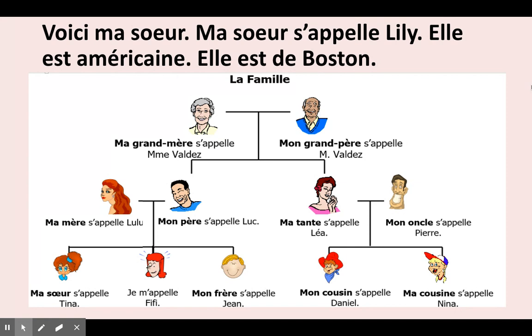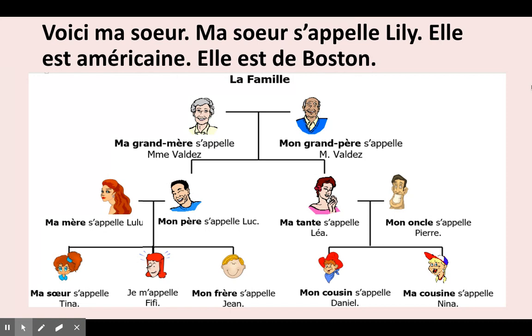Our parents. Ma mère s'appelle Loulou. Mon père s'appelle Luc. Right? There's my parents. My father's parents. Ma grand-mère s'appelle Madame Valdez. Mon grand-père s'appelle Monsieur Valdez.